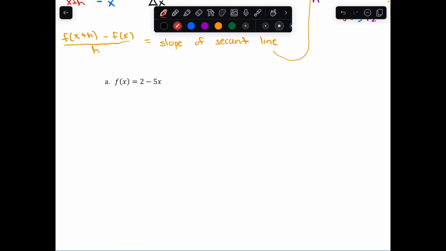We are supposed to find the difference quotient of this function. So let's go ahead and write our formula. So f of x plus h minus f of x, and then all of that divided by x plus h minus x. The goal for this is we're going to plug in each of these inputs into our function, and then hopefully something nice pops out. So let's figure out what f of x plus h minus f of x is.